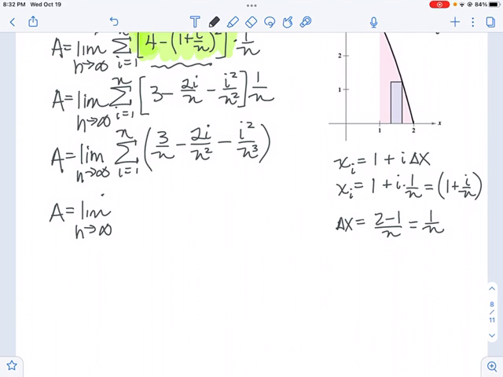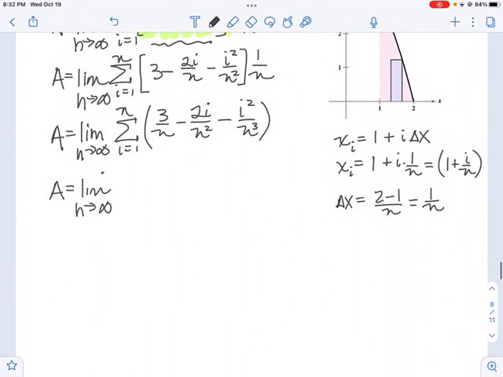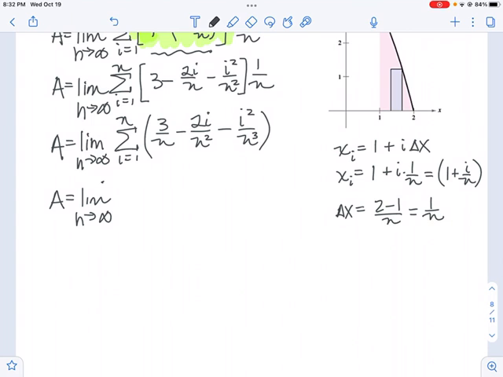Okay, so with this one, I'm going to take the limit as n goes to infinity, and I'm going to write all these out. So the first one is 3 over n, right? That's just a number. I'm going to make a bracket and separate these so it can be clear. The summation from i equals 1 to n of 3 over n.